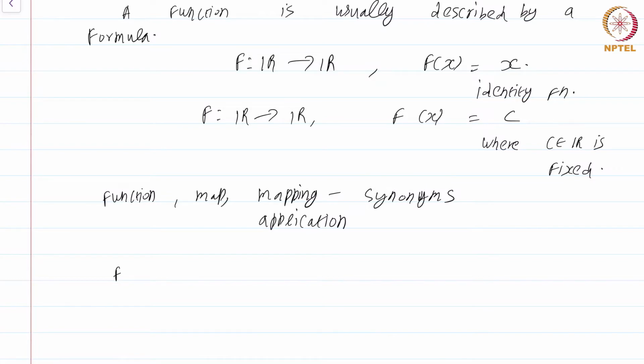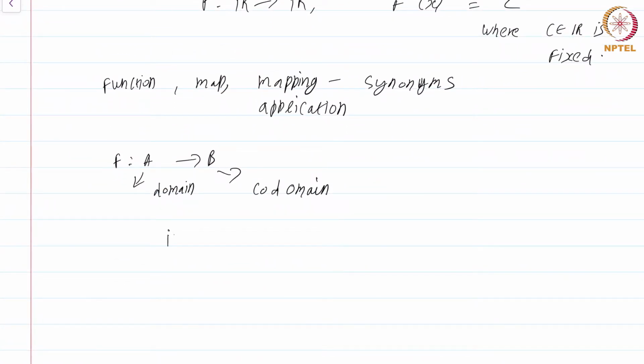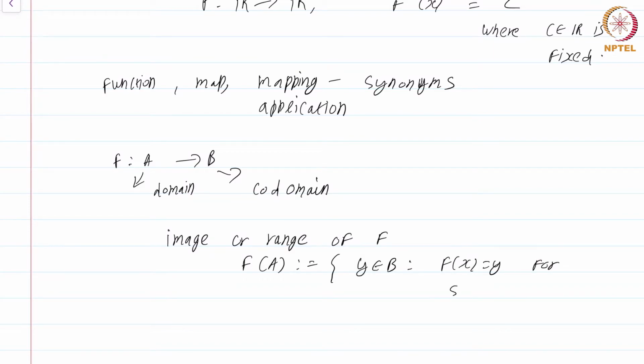When you have a function f from A to B, the set A is called the domain. The set B is called the codomain. Okay. There is a third set. This is called the image or range of f. This is the set f of A, which is defined to be the collection of all y in B such that f of x equal to y for some x in A.